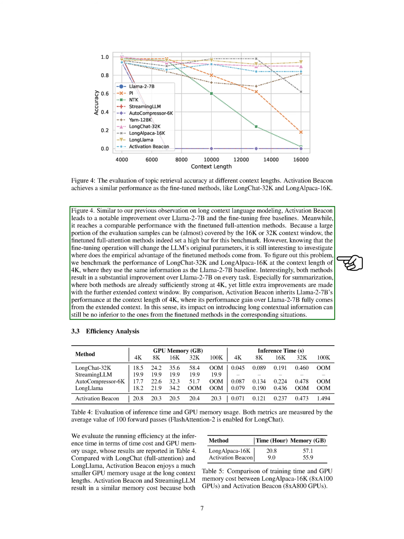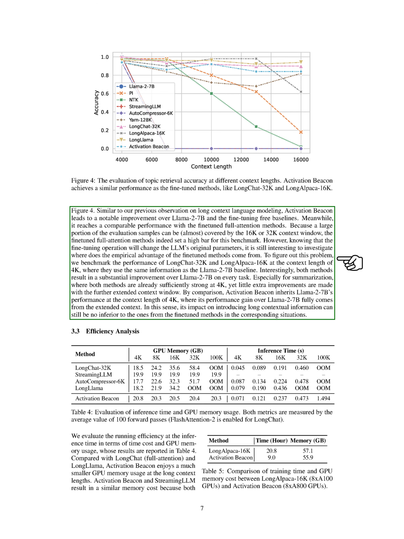Our Activation Beacon model showed significant improvement over the Llama 2-7B model and other models that don't require fine-tuning. It also performed comparably to models that do require fine-tuning. This is impressive, considering that many of the evaluation samples could be almost entirely covered by a context window of 16,000 or 32,000 words, setting a high standard for this benchmark.